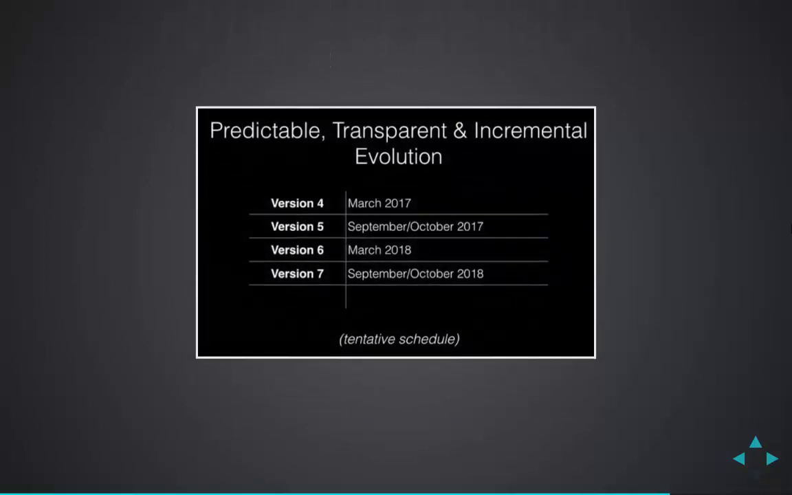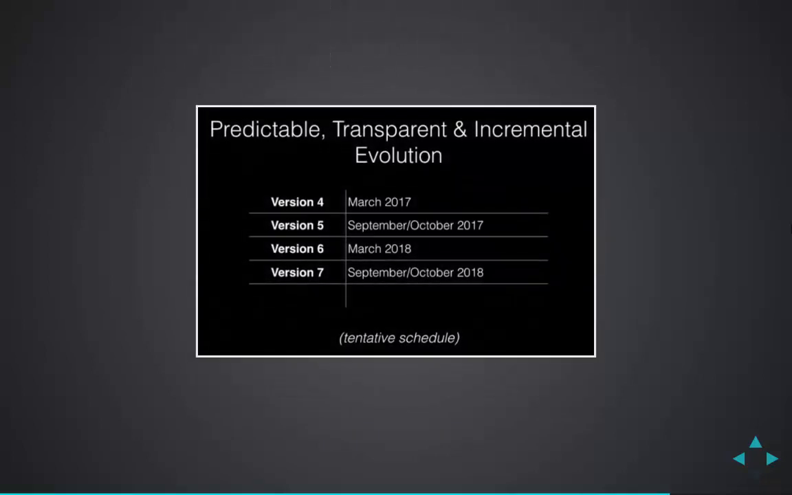Future of Angular. By this chart you can see that it is more predictable and transparent to say which version of Angular is going to come, when and how. As you know, in March 2017 version 4 of Angular came, then in the current year, in the month of September or October, version 5 is going to come to market. By analyzing the chart we can say that every year there are two versions of Angular released in the market.